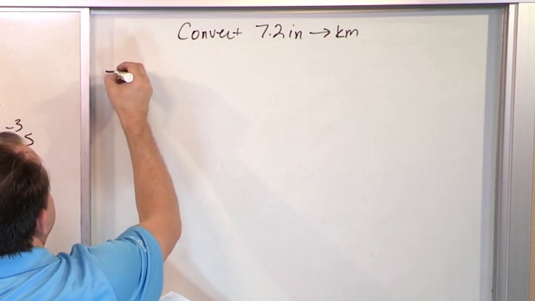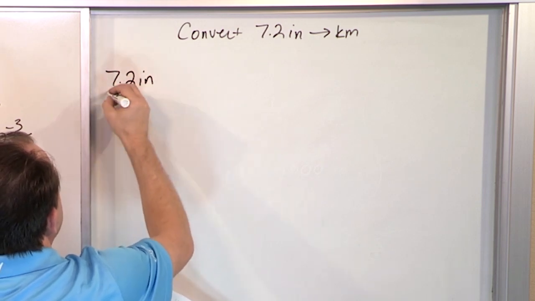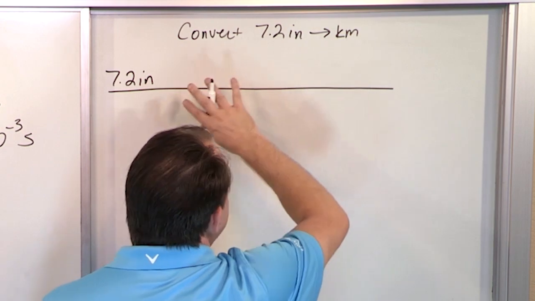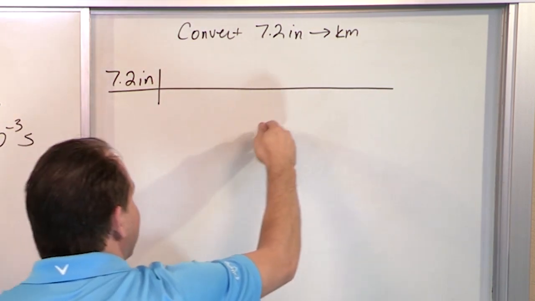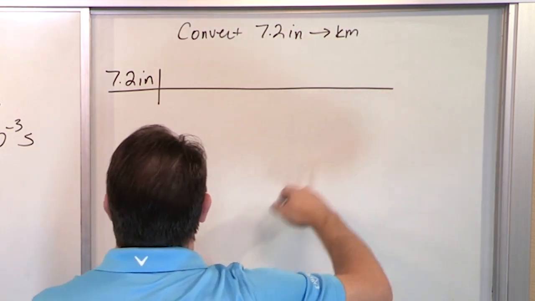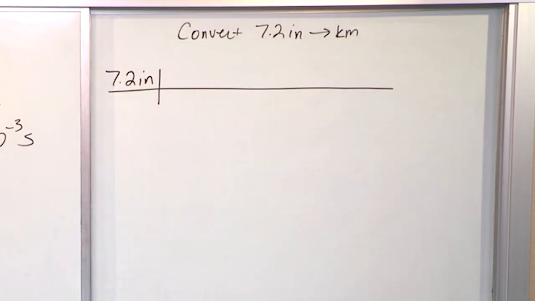Start off with what you know, 7.2 inches. That's what I know, so that's what I write down. I'm going to draw a long line because I'm going to have a bunch of stuff written down here. Okay? Now, I need to inch my way forward, no pun intended, to get towards kilometers. I know that 1 inch is 2.54 centimeters, so I'm going to convert first to centimeters.